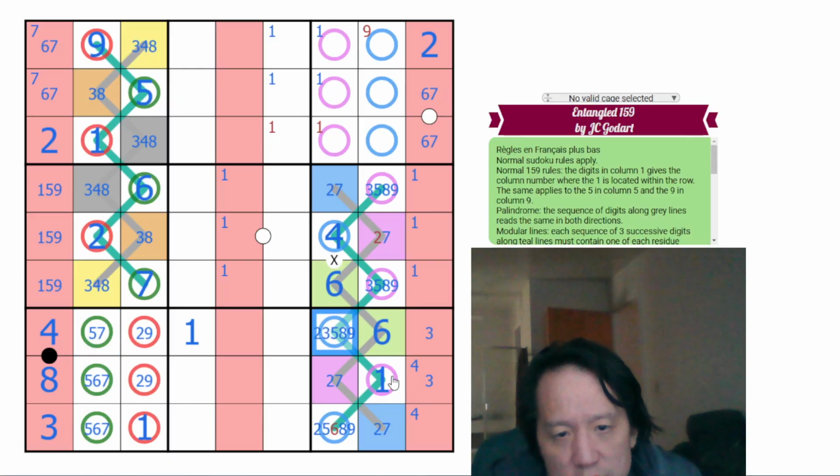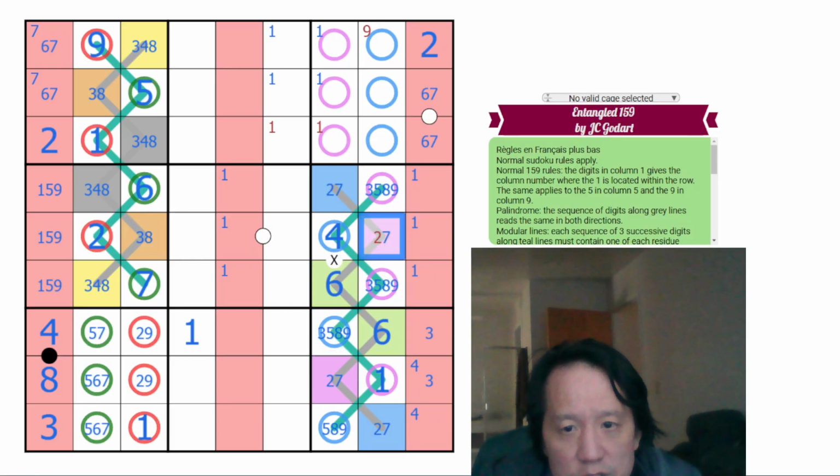This can't be 6. This can't be 6. This can't be 2. This can't be 2. So this is a 7, which would make that a 2. Which would make that a 2 and make that a 7. So the 9 cannot be here.